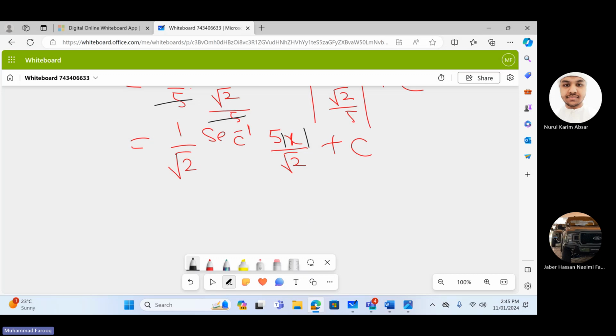But you should know that there's no need for absolute value on 5 because 5 is positive, okay? And root is positive, so no need for absolute value. Yes, please. You should do it in the example.